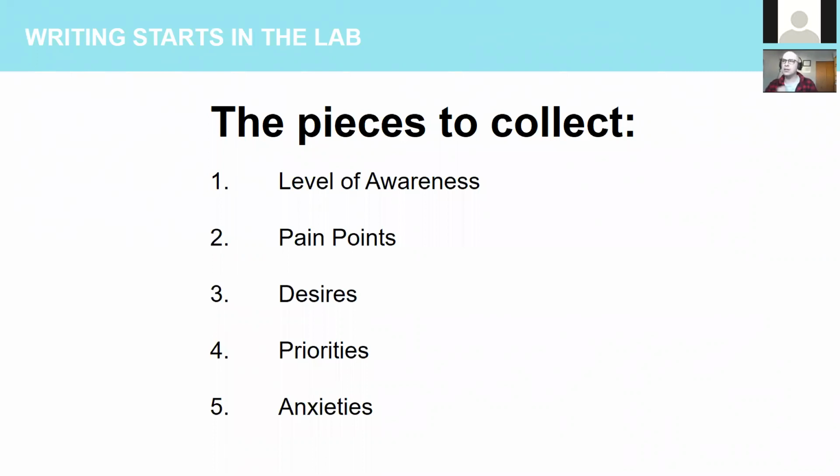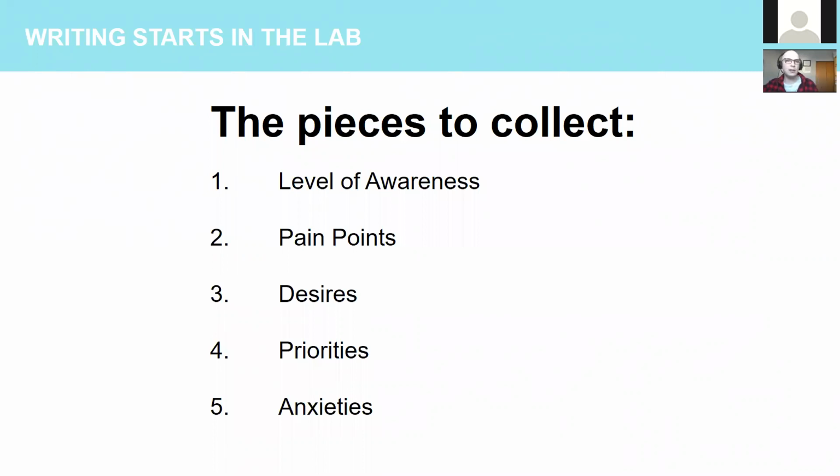Then we also need to know our customer. You can't sell to an audience you don't know inside and out. So we need to understand their pain points. We need to understand the underlying desires that bring them to us, that send them looking for a solution like ours. We need to understand their priorities, and you could also call this decision criteria. How do they think through their decisions? What are they weighing up? And then we need to understand their anxieties. What might keep them from converting? What might keep them from taking action?